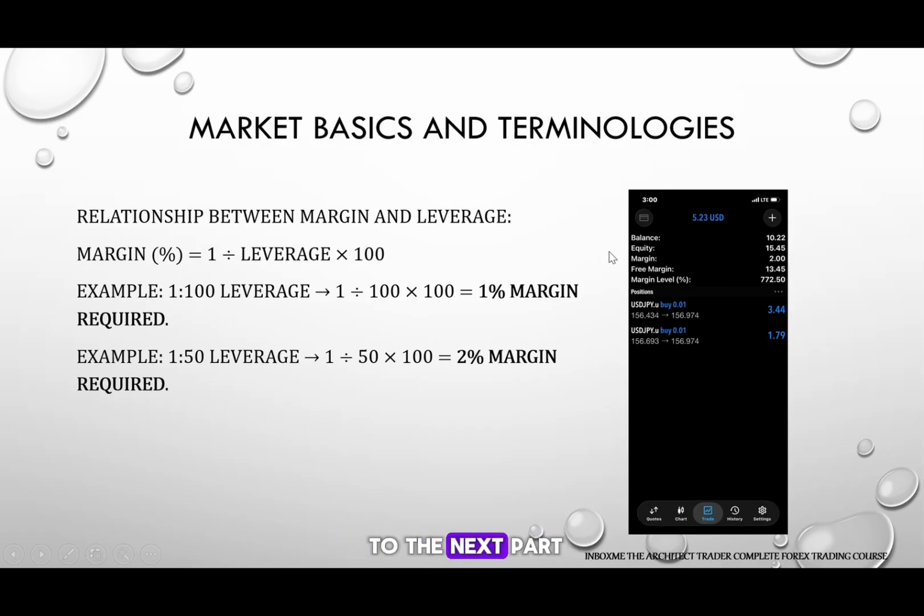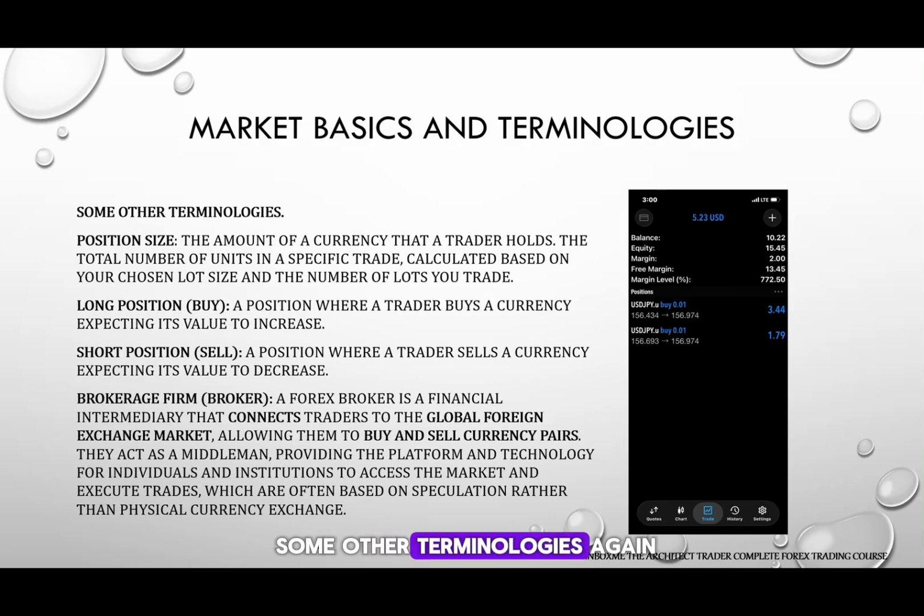Alright, so moving on to the next part, some other terminologies again. Position size, like I said, we're going to get to where we explain this eventually. A position size is the amount of a currency that a trader holds. It's the total number of units in a specific trade, calculated based on your chosen lot size or contract size and the number of lots or contracts that you trade. Again, the position size is the amount of a currency that a trader holds. Take that, right? Position size is the amount of a currency that a trader is holding.